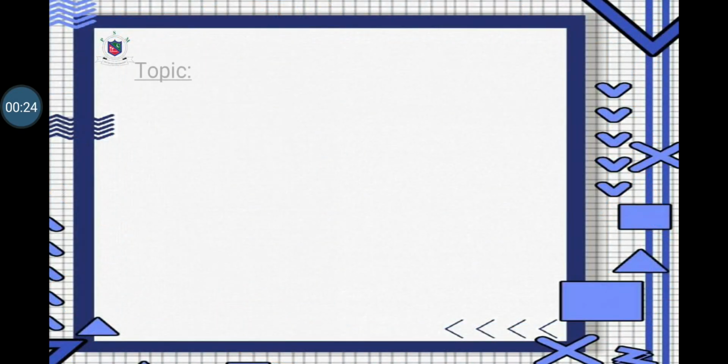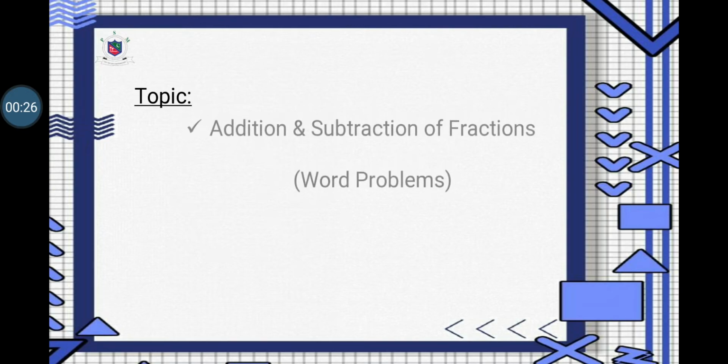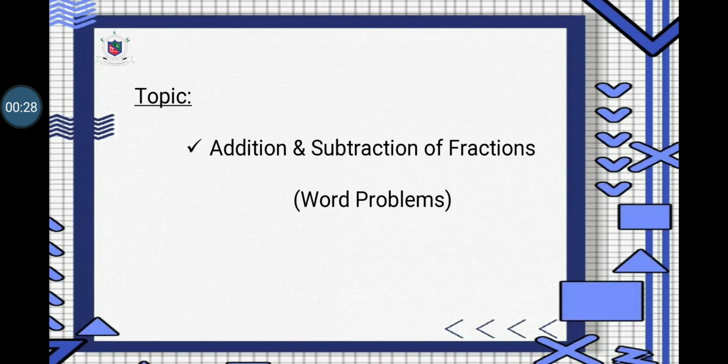My dear students, our today's topic is about word problems, and in our today's lesson, we have to do the addition and subtraction of fractions, but in the form of word problems.